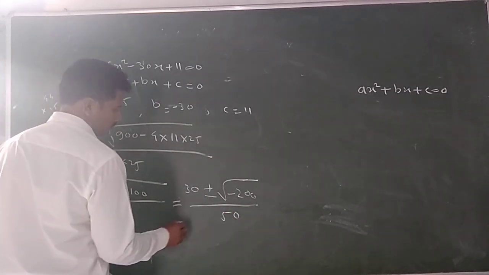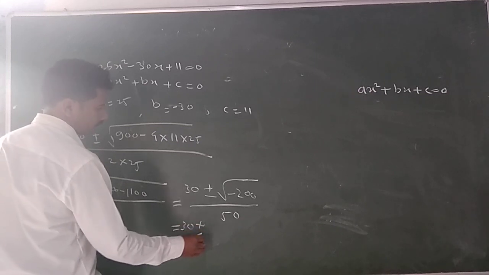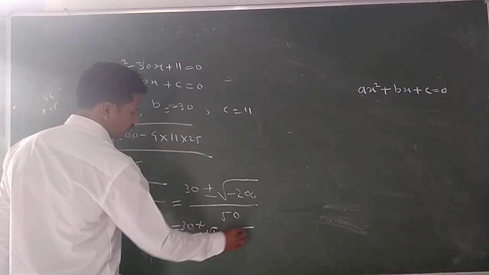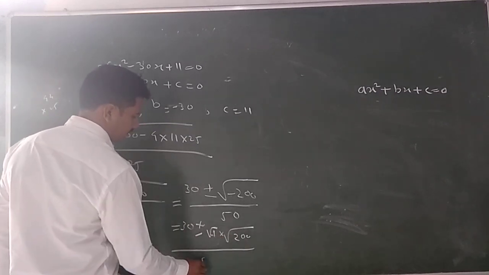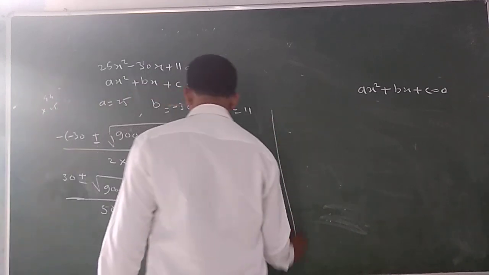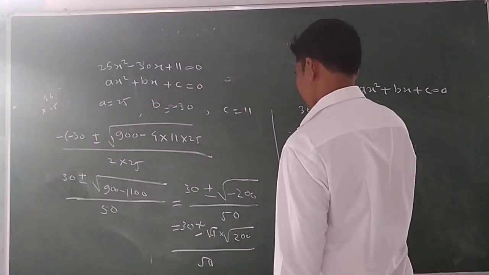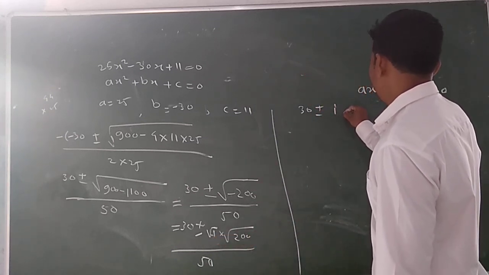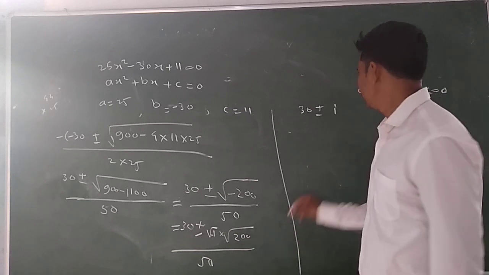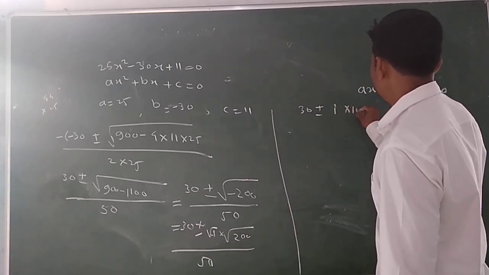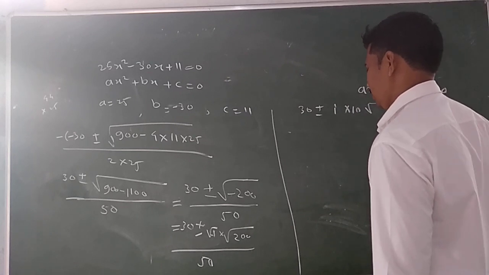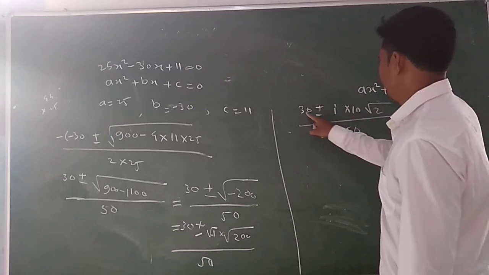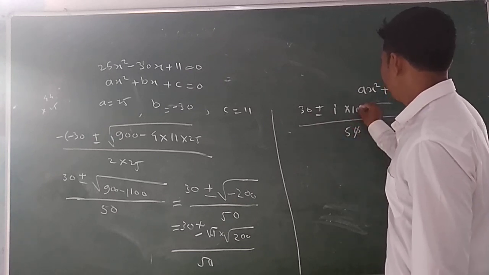Okay. So 30 plus minus, take minus 1 outside, under root minus 1 into minus 200, divided by 50. So 30 plus minus under root minus 1, i, into 100. You can take the square root of 100, which is 10, in bracket 100 into 2. So 2 will remain there, divided by 50. Here 0 is common, so take it common outside and cancel it.